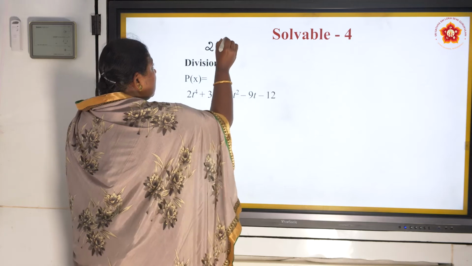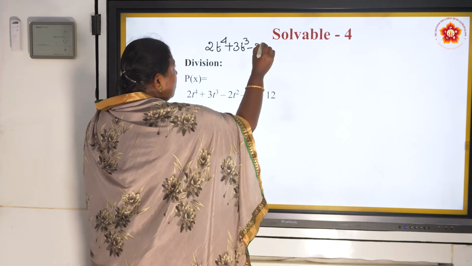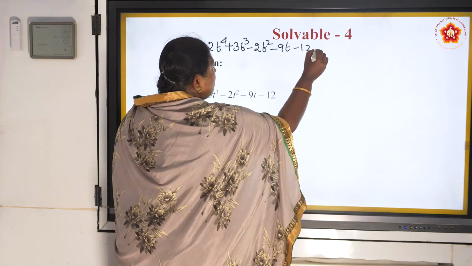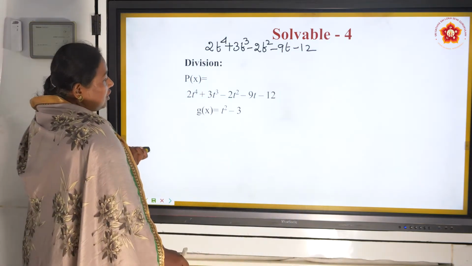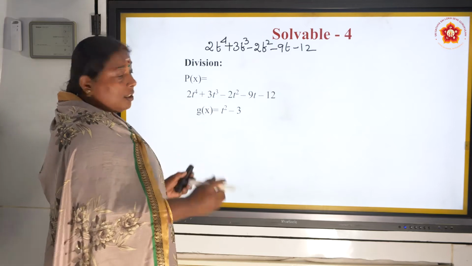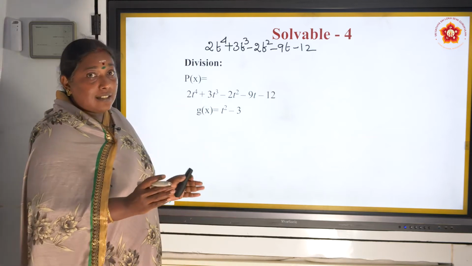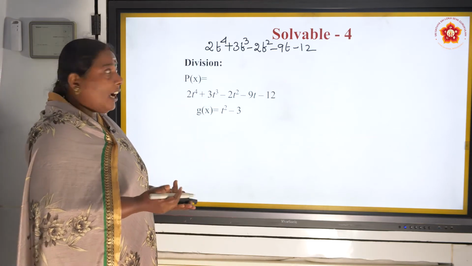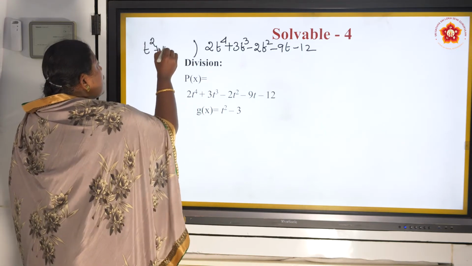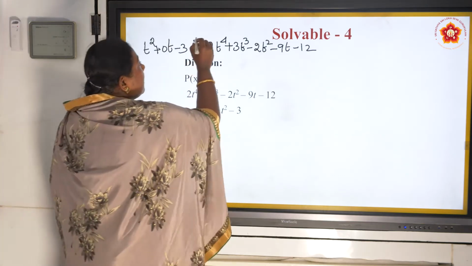Our p of x is equal to 2t power 4 plus 3t cube minus 2t square minus 9t minus 12. This is our p of x. Next, g of x. In the previous session I told that first I have to make sure that my powers are in descending order. Here t square is there but power 1 is not there. Then what we have to do? We have to write t square plus 0t minus 3. Now let us start the division.